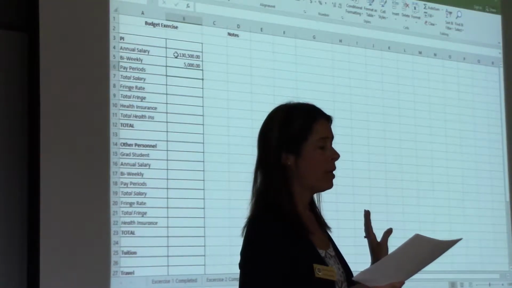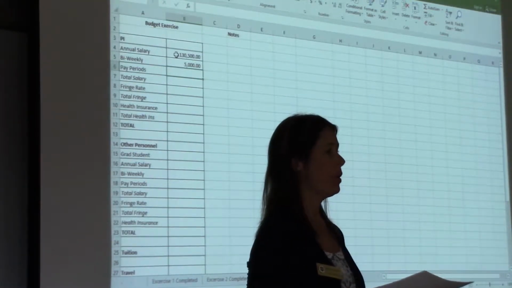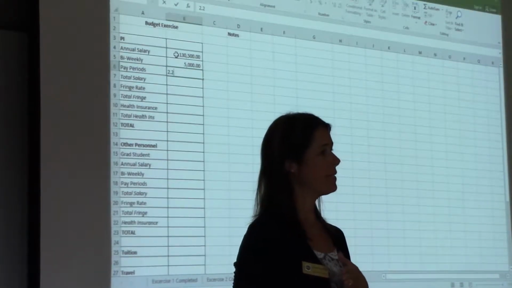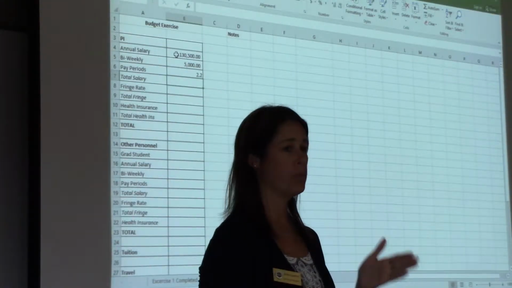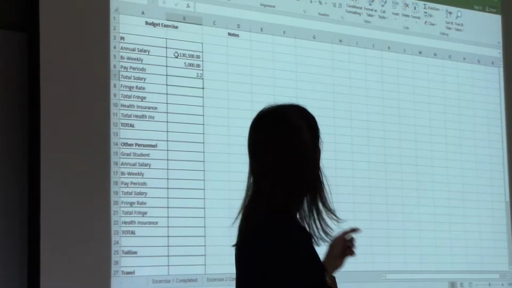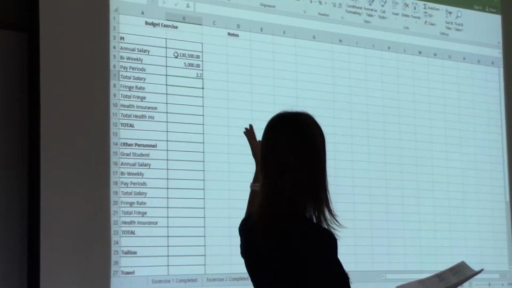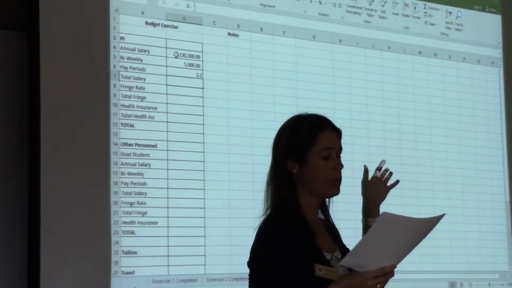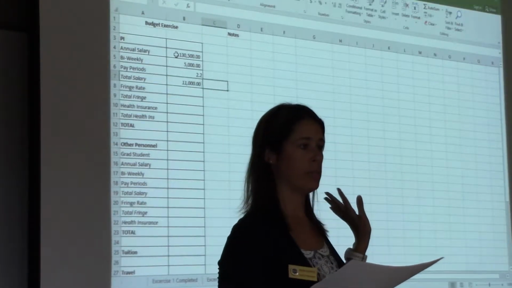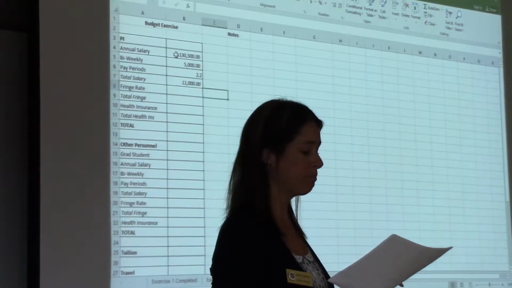All right, and then they want to get a month of salary. We use 2.2 pay periods for one month of salary because that's the average that fall within a month period. So we would take their biweekly times 2.2 pay periods to get their total salary of $11,000. So that's how much salary they need budgeted.